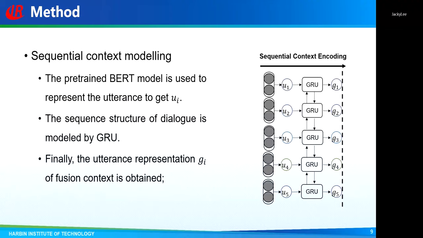The first part is sequential context modeling. We first use a pre-trained BERT model to represent the utterances and get the utterance representations U_i. After that, we use a gated recurrent unit to model the sequential structure of the dialogue and get the updated representations of each utterance, G1 to G5.